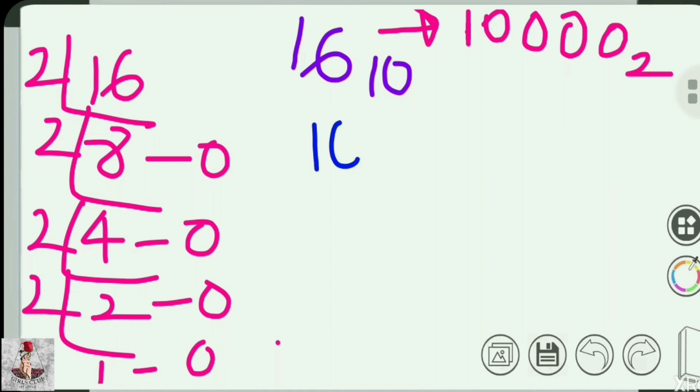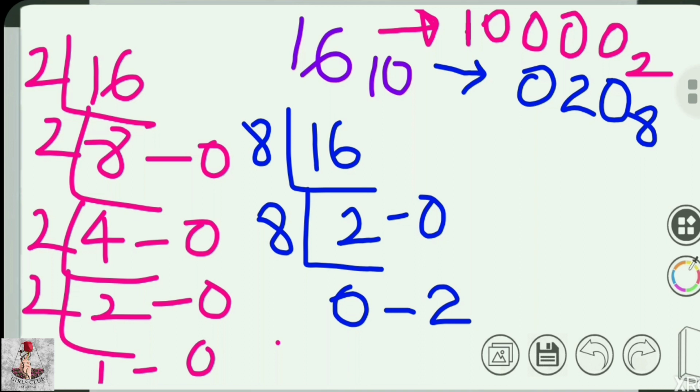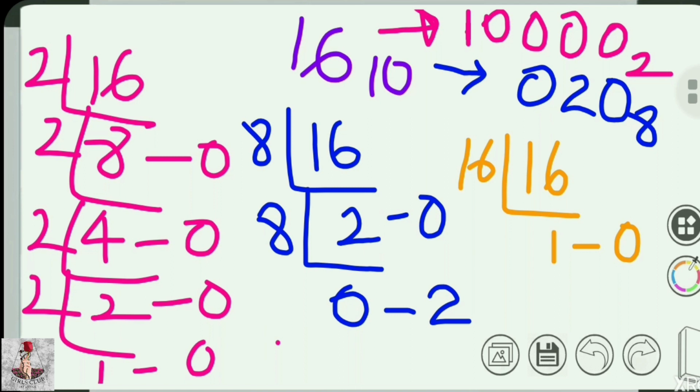Octal version: 16 divided by what number? The base number of the octal number system is 8. 16 divided by 8 is 2 remainder 0. 2 divided by 8 is 0 remainder 2. So the octal number will be 20 to the base 8. Now the hexadecimal system: what's the base number of hexadecimal? 16. So 16 divided by 16 is 1 remainder 0. The hexadecimal version is 10 to the base 16.